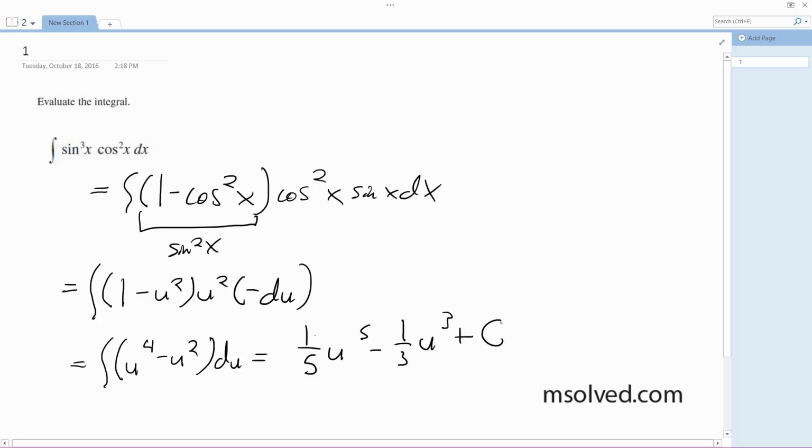And subbing back in for u, what we end up with is 1/5 cosine to the fifth x minus 1/3 cosine to the third x plus c. And that's it.